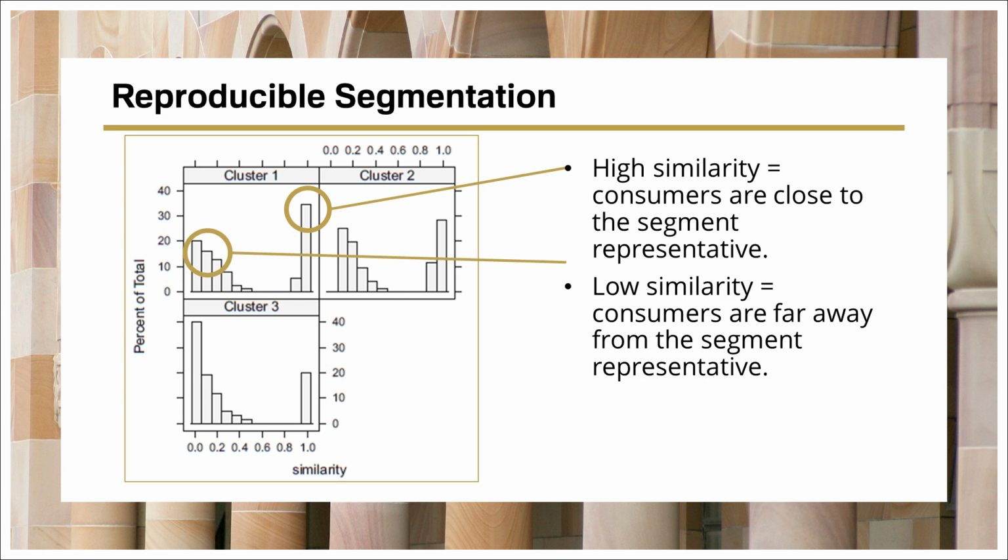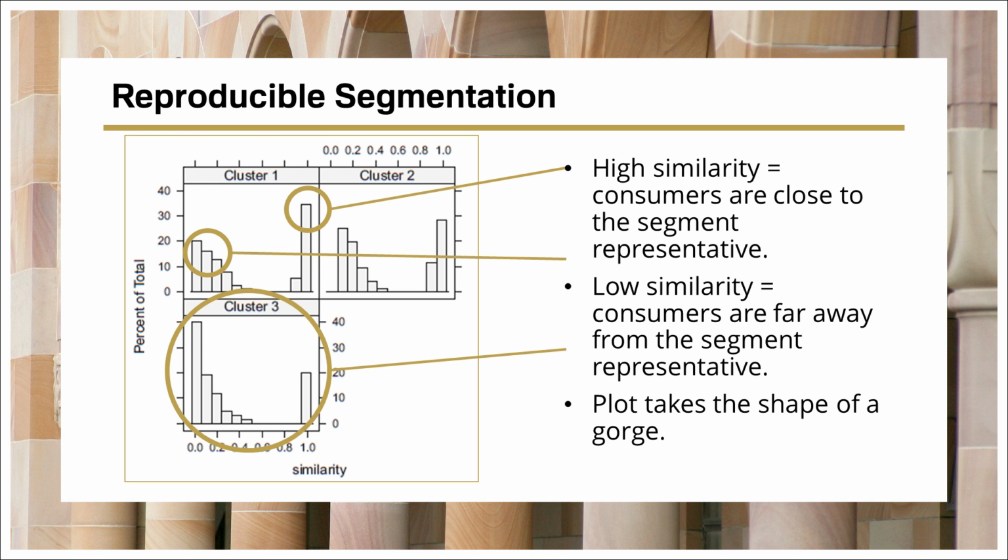Low similarity values indicate consumers who are far away from the segment representative or have low probabilities of being a segment member. If natural, well-separated market segments are present in the data, we expect the Gorge plot to contain many low and many high values. This gives the plot its name. Ideally, it takes the shape of a gorge with a peak to the left and a peak to the right and a dip in the middle. The bigger the gorge, the better the market segmentation solution.